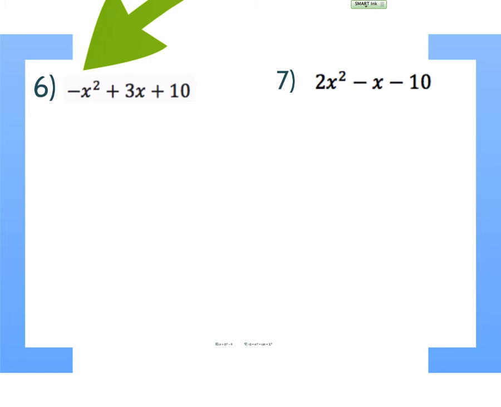Anyone come up with a quicker way to do that first one? What are you thinking, Michael?